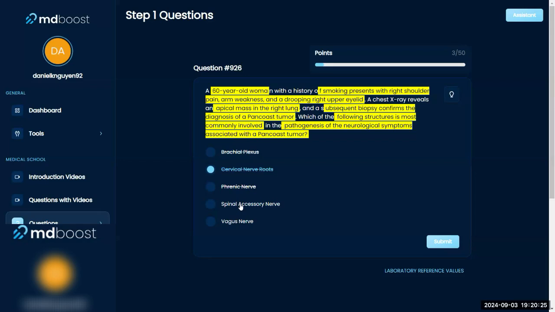Spinal accessory nerve. Which muscle is that for? I don't remember. It's a back muscle. So I think the vagus one is the only one that really makes sense in my head. So I want to go vagus. Okay, final answer.